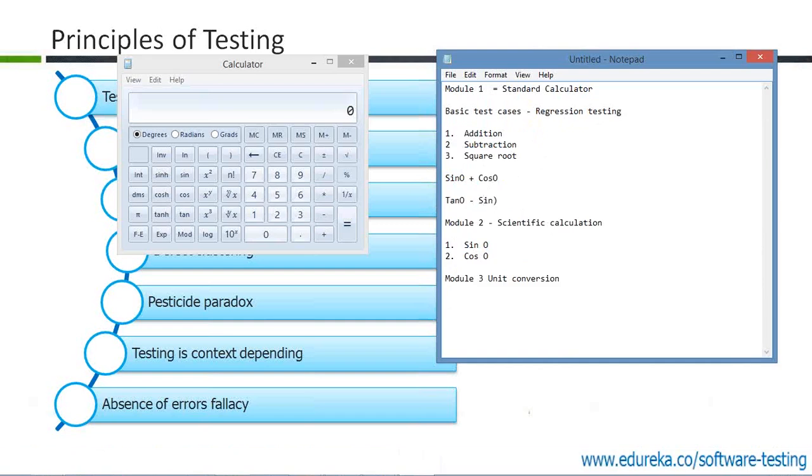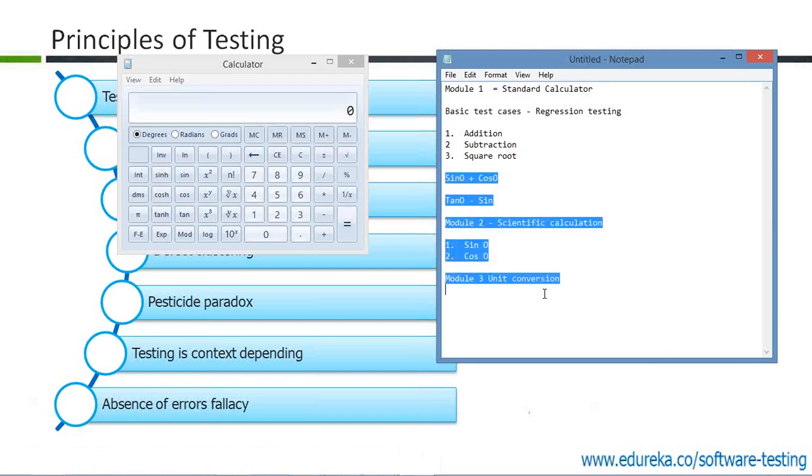So you have updated your test cases, clubbing the scientific functionality as well as the standard functionality. This is what is called the pesticide paradox, which is very important to review, which means we need to review the test cases regularly to ensure the application is not impacted at any cost. You understood what I mean?